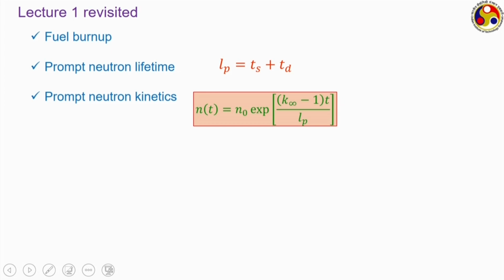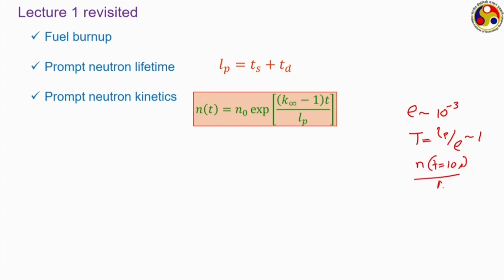And as LP is commonly of the order of 10 to the minus 3, when the reactivity is of the order of 10 to the minus 3, we can see that the reactor time, that is LP divided by rho, is of the order of 1, and in that case at just a time t equal to 10 seconds, the total number of neutrons can be e to the power 10.